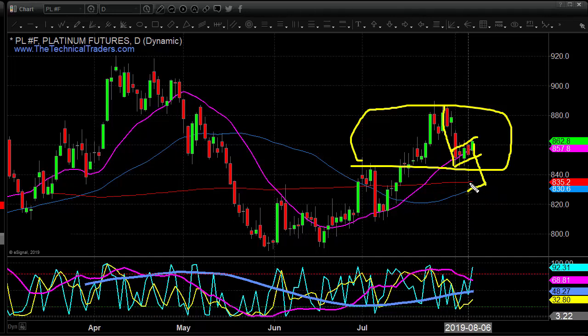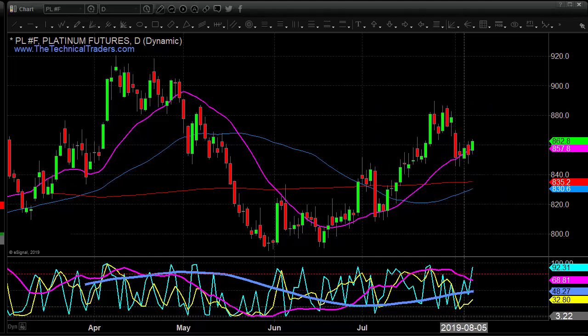It's a 50-day moving average, 200-day moving average. It would be more or less a measured Fibonacci move. So down here would be a great buy. At this point, though, I'm not a fan of the bearish formation in platinum.